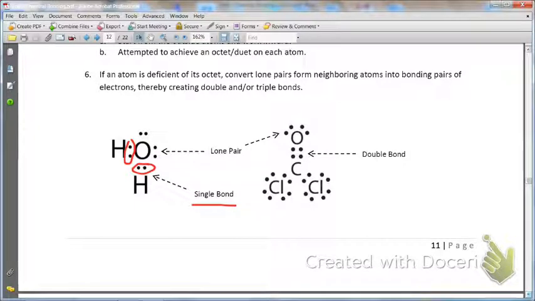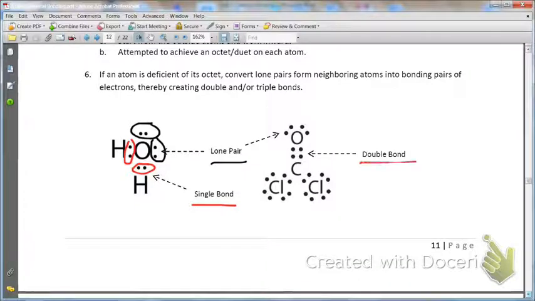Now the other dots around water here, and I'm going to circle those, these ones here in black, those are known as lone pairs. A lone pair is 2 dots that represent 2 valence electrons that are not bonded to any atom. So you simply just need to know what a lone pair is. Again, a lone pair is a representation of 2 dots or 2 valence electrons that are not bonded to any atom.